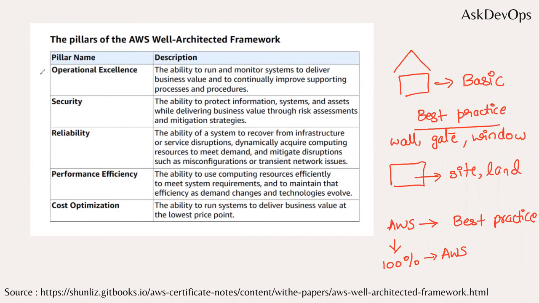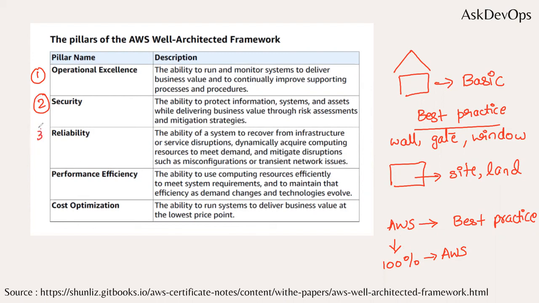The first one is operational excellence. It means the ability to run and monitor systems to deliver business value and continue to improve supporting processes and procedures. It is all about expanding your business. The second is security. When you are using cloud, all the power is in your hands. If you do some security misconfiguration, the personal information of your company will be leaked. Hence, it is something that you also have to follow.